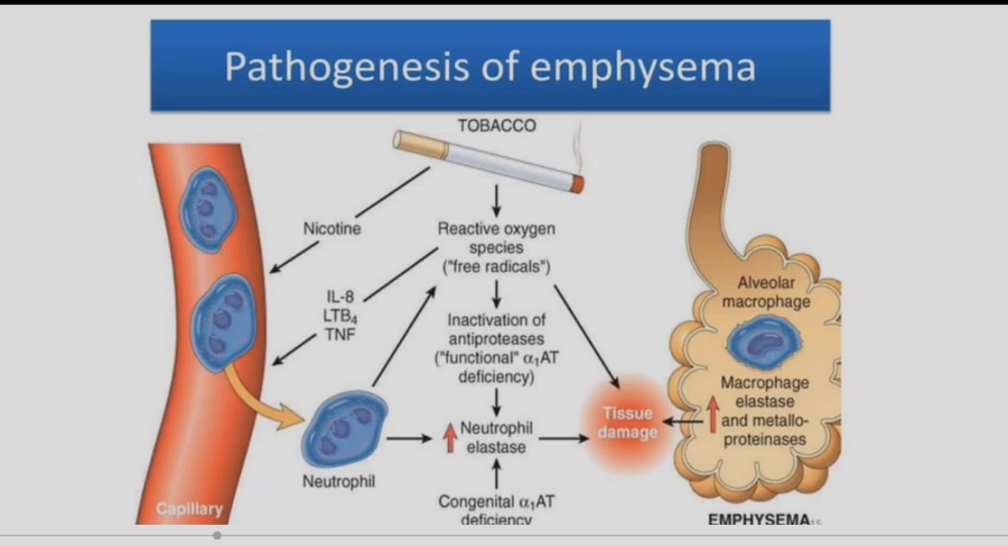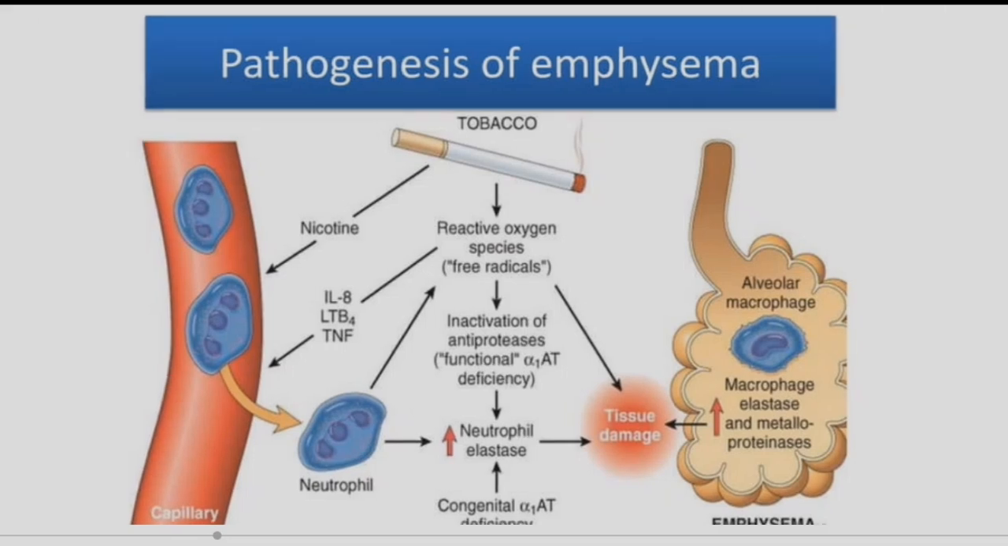Now, there is another factor which causes these injuries and this immune response to be more injurious to the alveolar sac. That is that the free radicals which are produced inactivate the antiprotease, or if the patient has alpha-1 antitrypsin deficiency congenitally, that also causes this process to go more and more, the immune response to go hypersensitive, to get to an upper scale and produce damage to the alveoli.